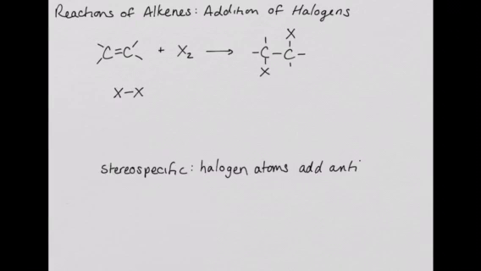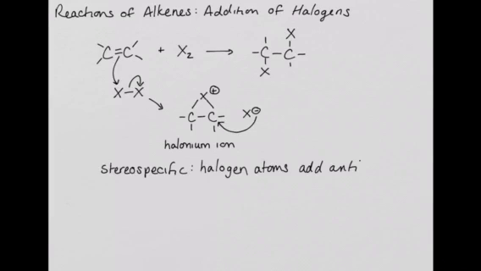First, the alkene attacks one atom of the halogen. This kicks off the other atom of the halogen as the leaving group. The product of this step is called a halonium ion. The other product of this step is the halide. In the next step, the halide attacks the halonium ion, producing the anti-product.